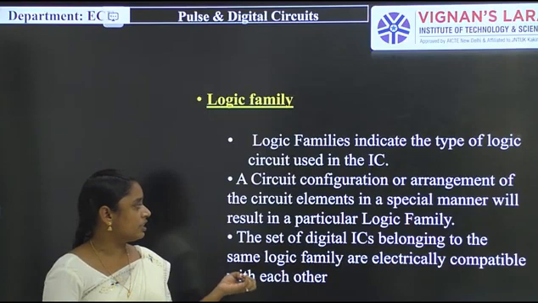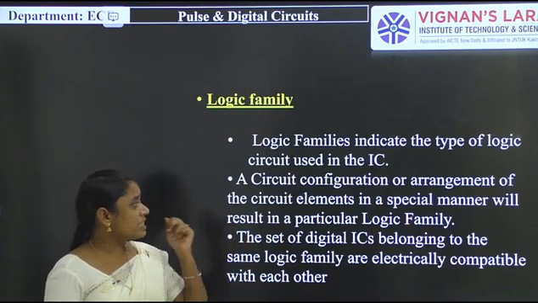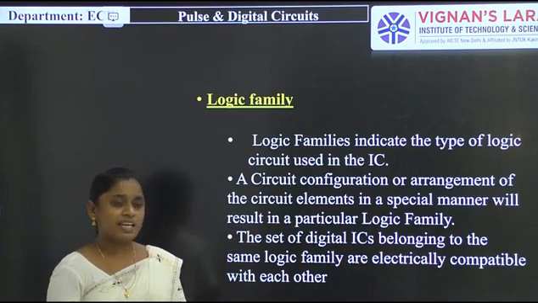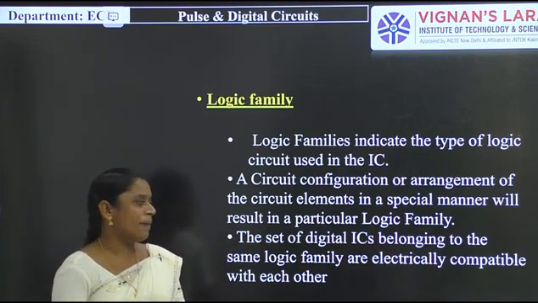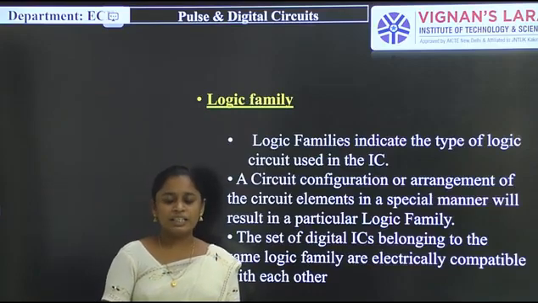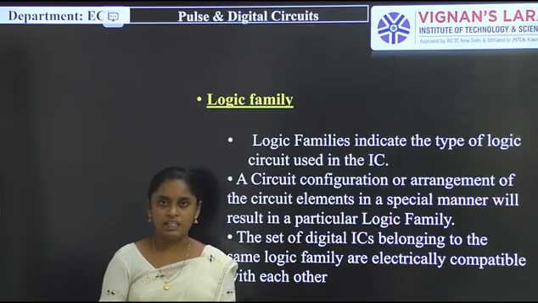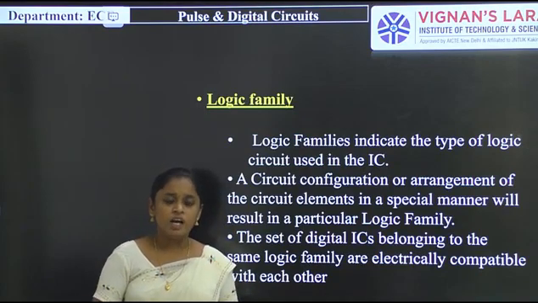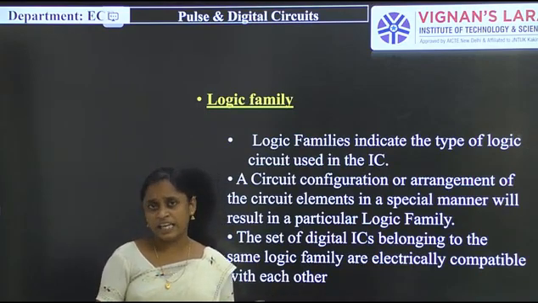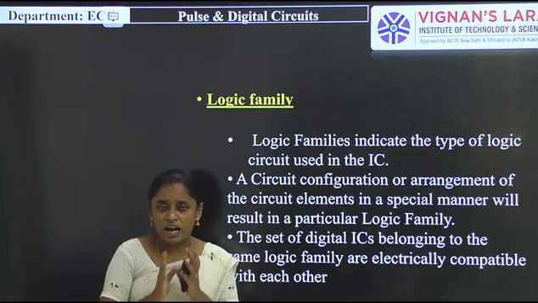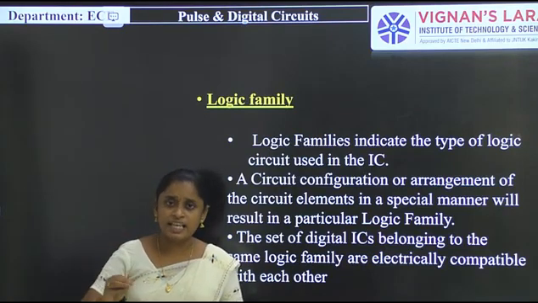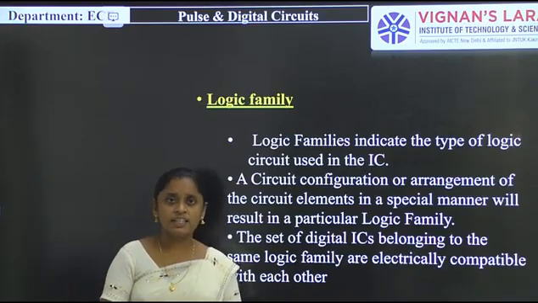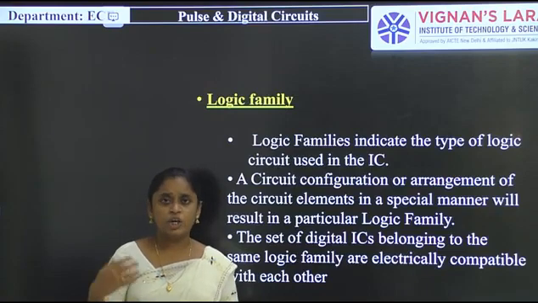Nothing but a circuit configuration, or arrangement of the circuit elements in a special manner, will result in a particular logic family. We have different types of logic families, but each logic family has its own style, so one logic family differs from another. Our final target is to design any logic gate, and with logic gates we design a logic function, nothing but any circuit.